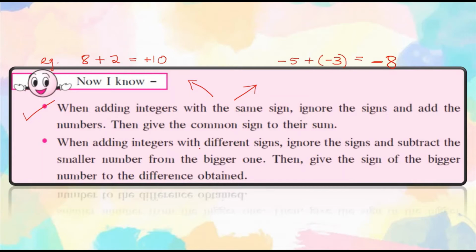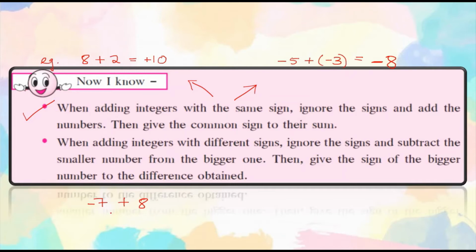When adding integers with different signs, ignore the signs and subtract the smaller number from the bigger one. Then give the sign of the bigger number to the difference obtained. Now students, I will explain this to you all with an example. For example, if I want to add two integers having opposite signs, for example, -7 plus 8.